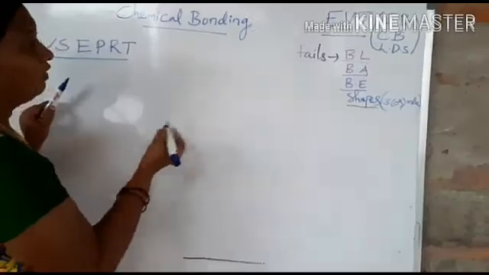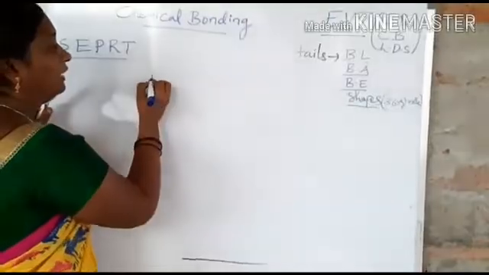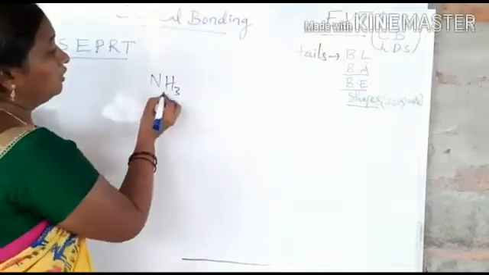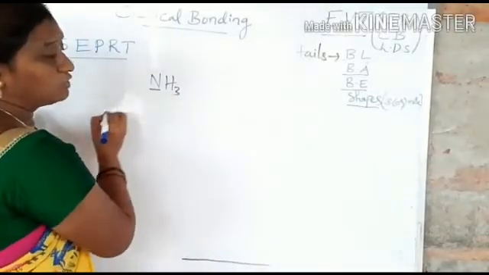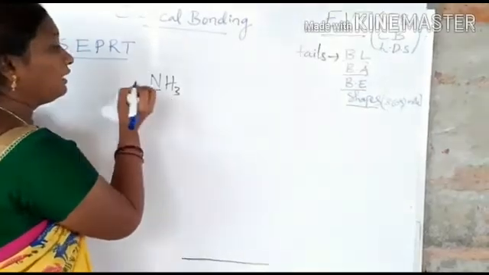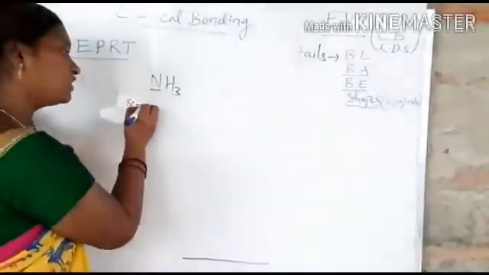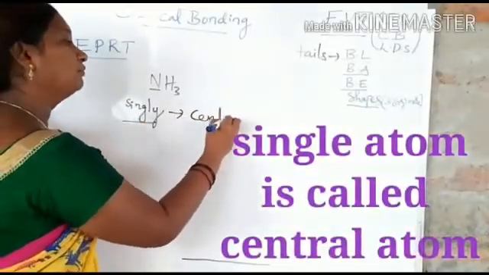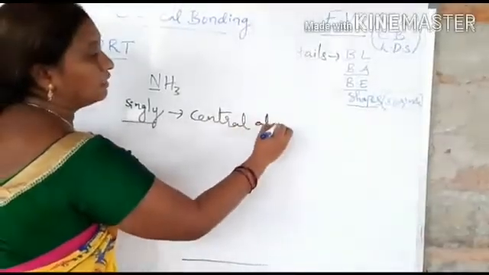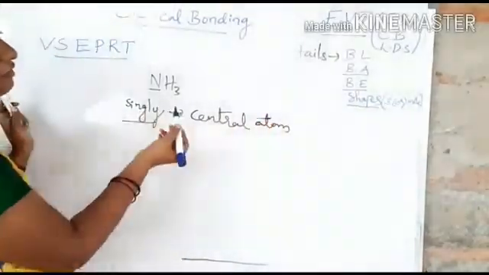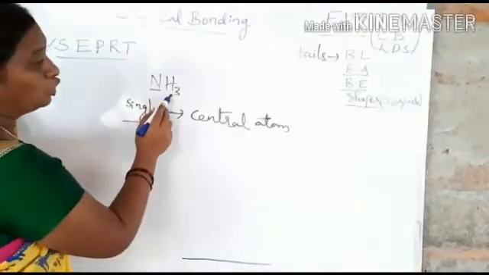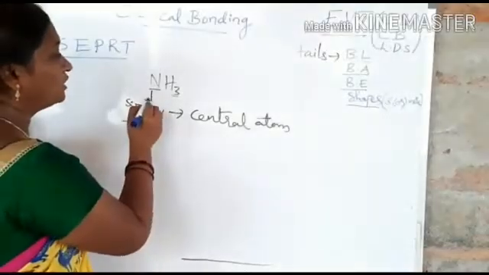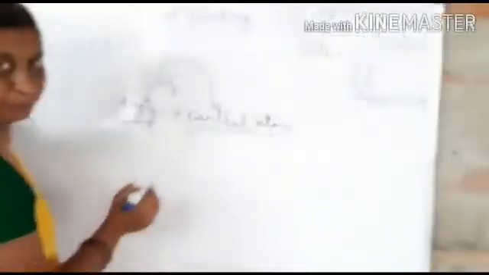Okay, so before going to the theory, we'll go for one example called NH3. In this, 3 atoms are hydrogen and 1 atom is nitrogen. So the atom which is present singly, which is present as a single atom, is called the central atom. Hydrogen are 3 and nitrogen is 1. So nitrogen, which is a single atom, is called the central atom here.